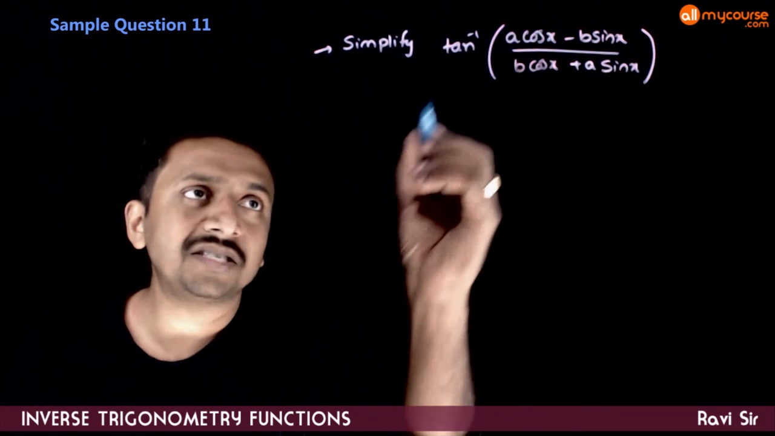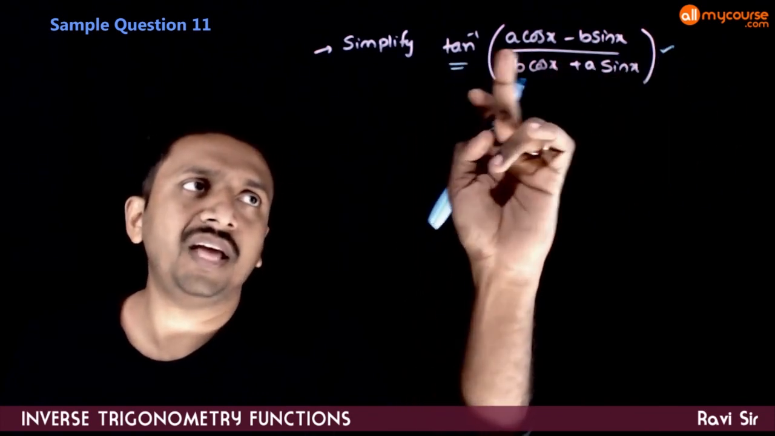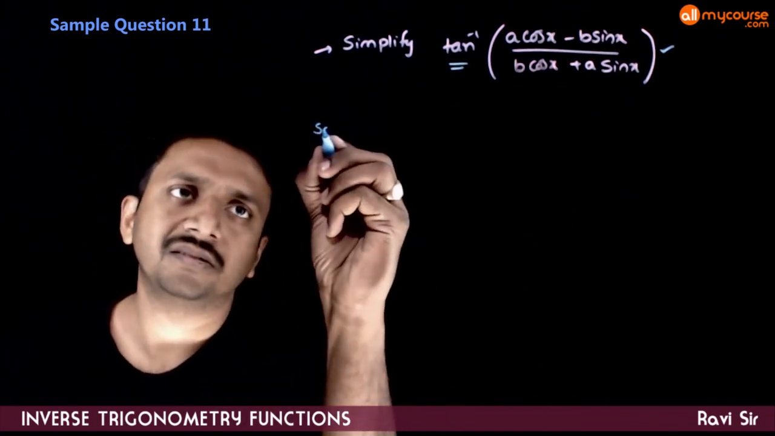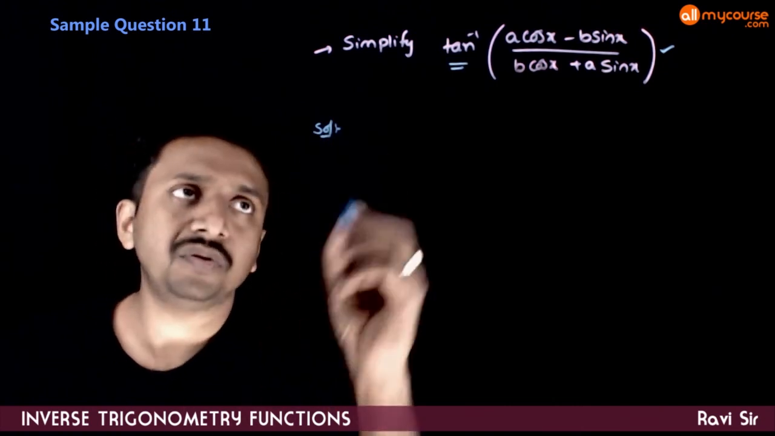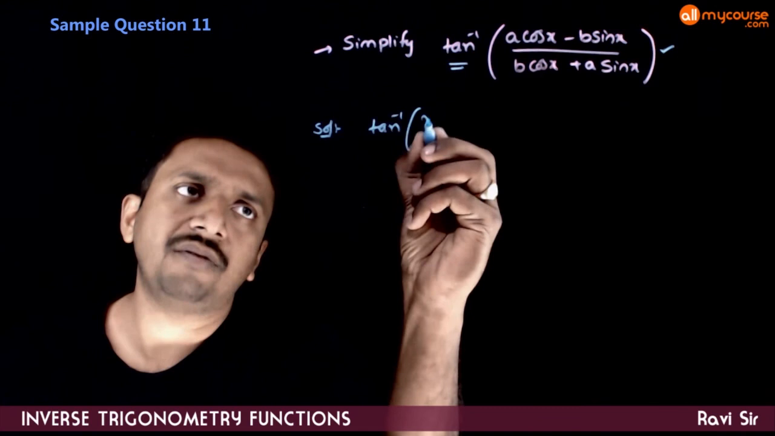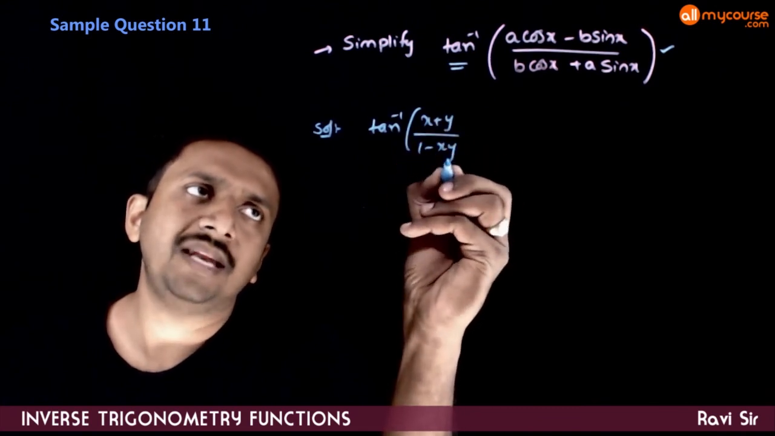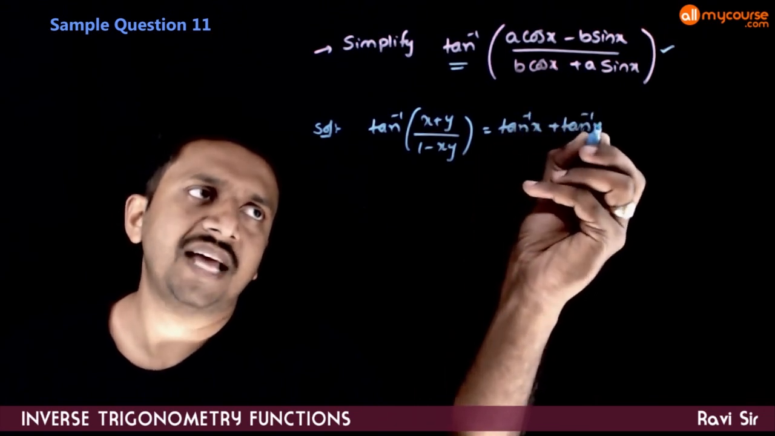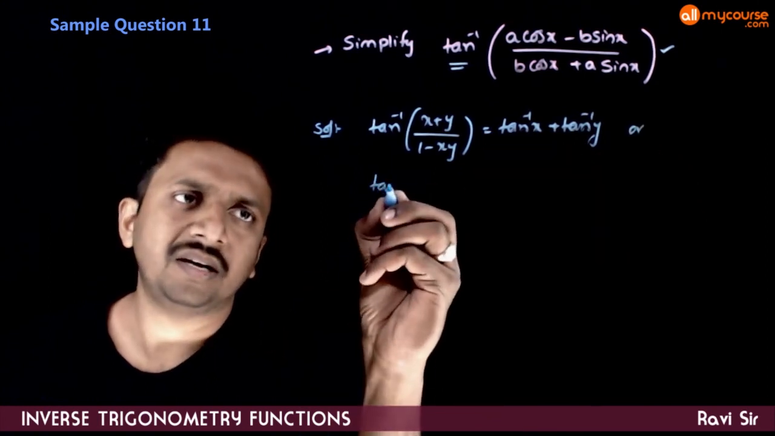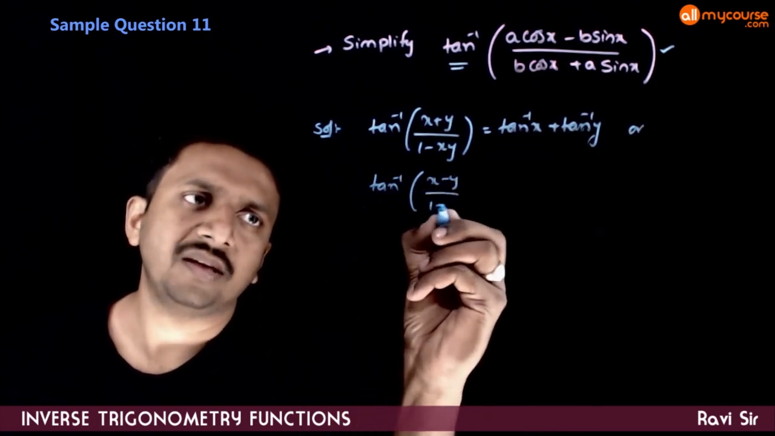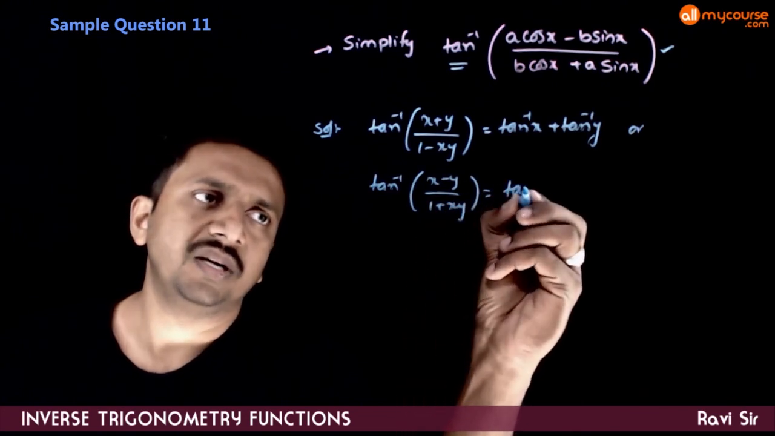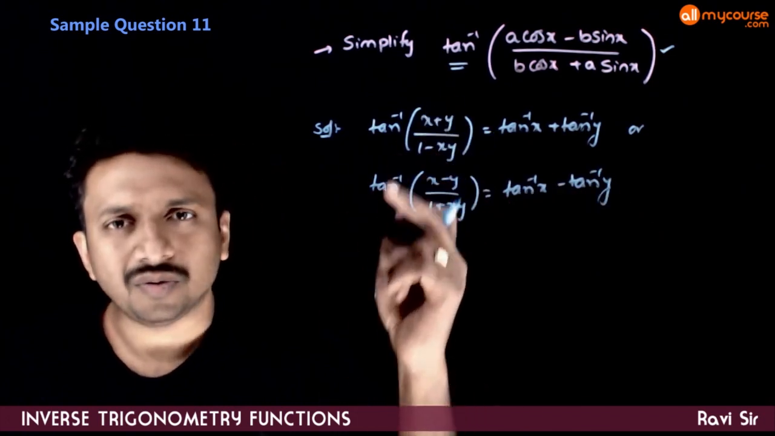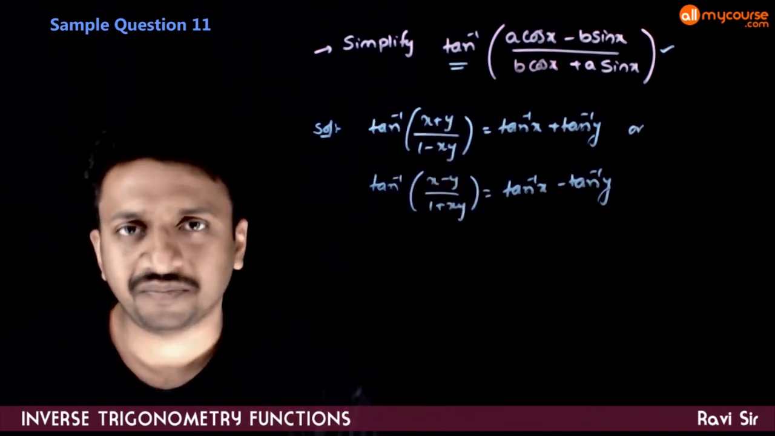In this question, you are asked to simplify tan inverse of a cos x minus b sin x by b cos x plus a sin x. So let us try to use the formula tan inverse of x plus y by 1 minus xy is equal to tan inverse x plus tan inverse y, or tan inverse of x minus y by 1 plus xy is equal to tan inverse x minus tan inverse y. So we'll try to use either one of these formulas, whichever is convenient here.